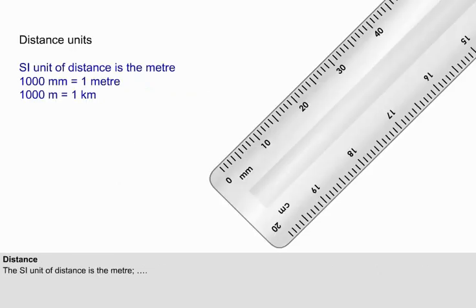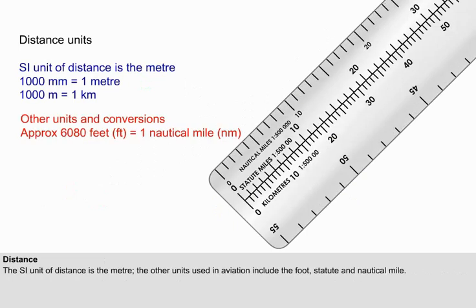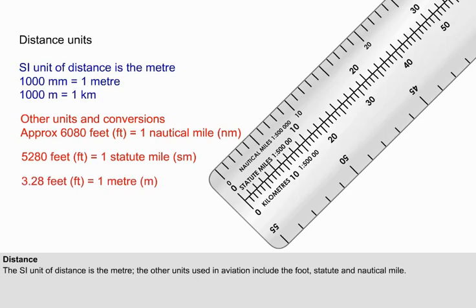We will now look at the unit of distance used in principles of flight. The SI unit for distance is the metre, designated by the letter M. But aviation mixes the metric units with the older imperial units of the foot, statute mile, and the nautical mile. You must memorize that there are 6,080 feet in 1 nautical mile, 5,280 feet in 1 statute mile, and 3.28 feet in 1 metre, together with the other probably more familiar conversions shown.